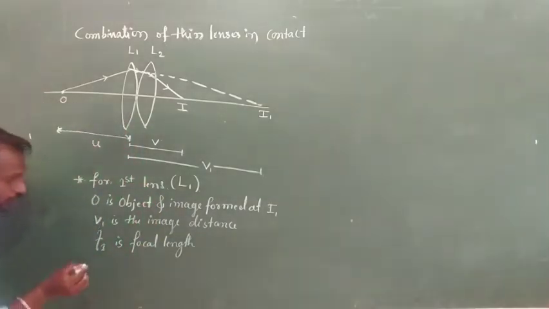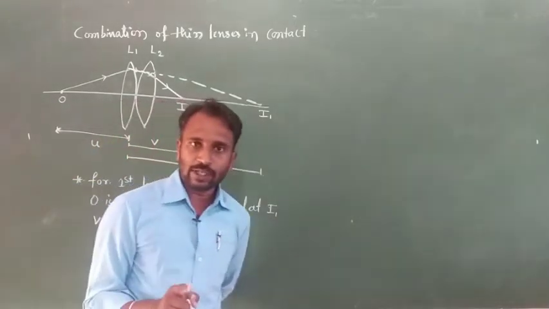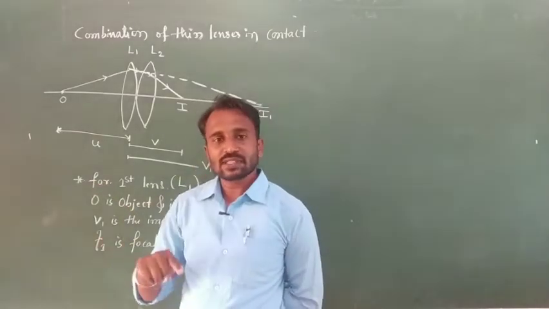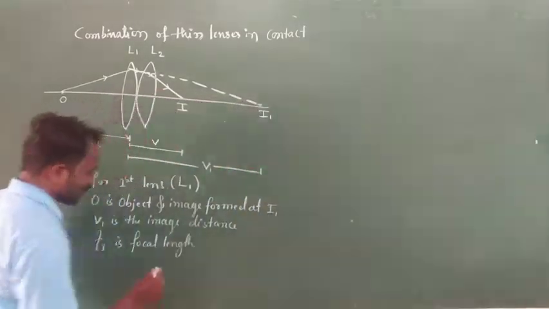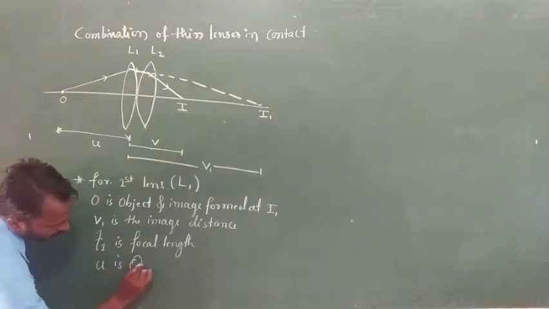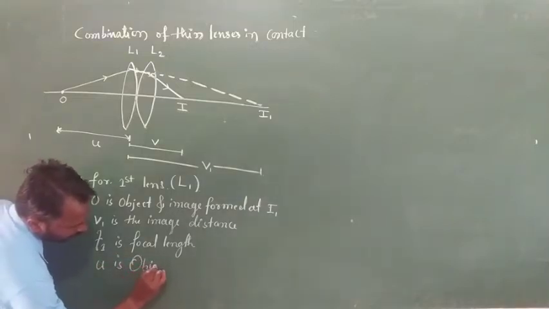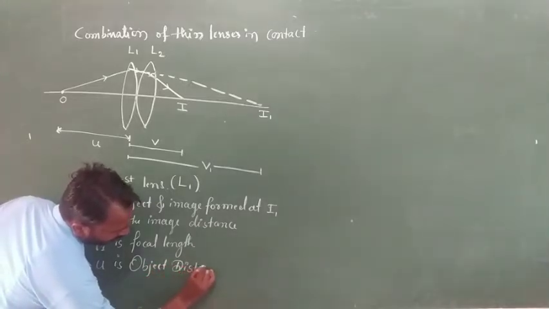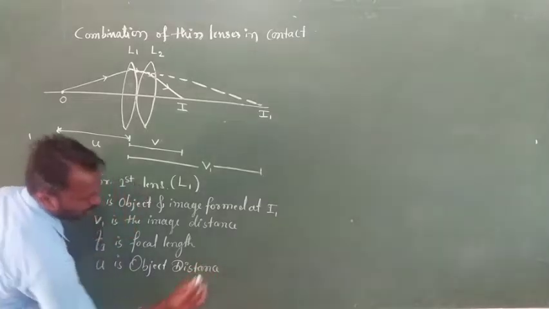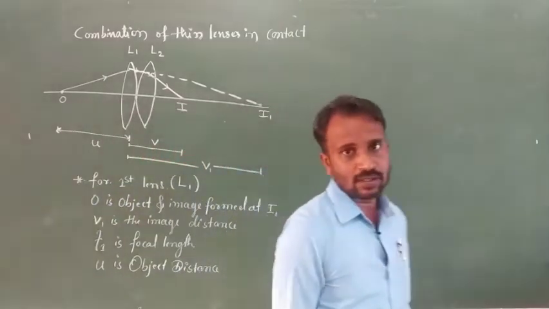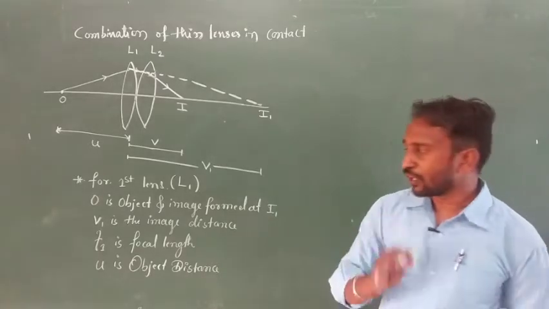Here U is the object distance, and according to sign convention we consider U negative. Why? Because it is opposite to the incident ray. So the object distance is negative because of the sign convention.